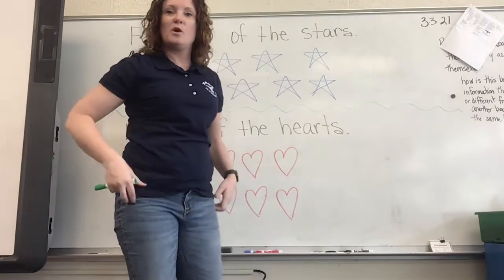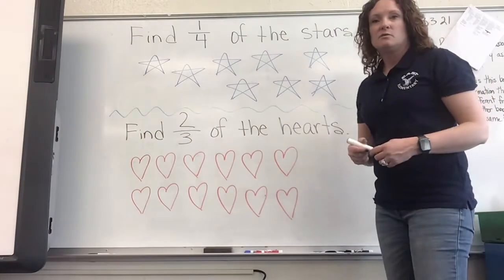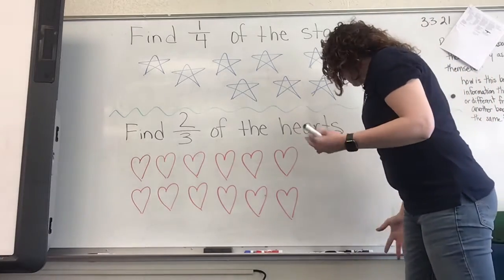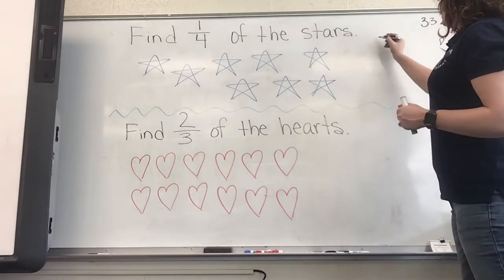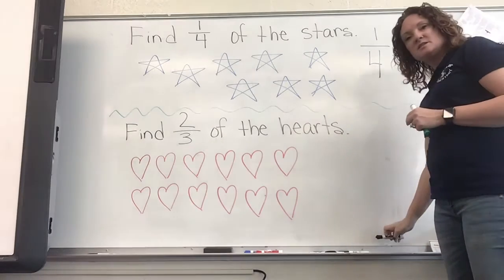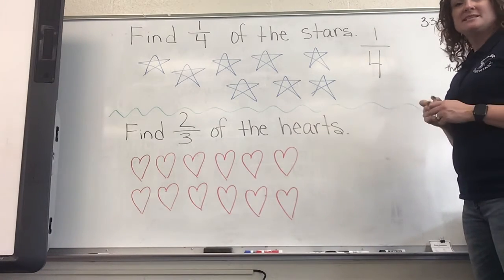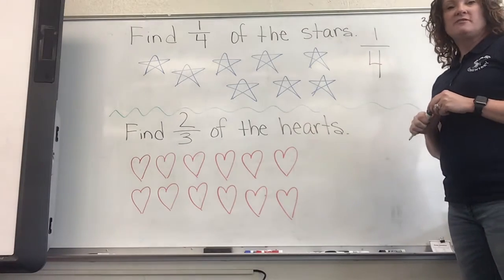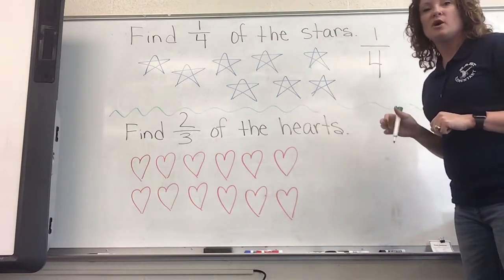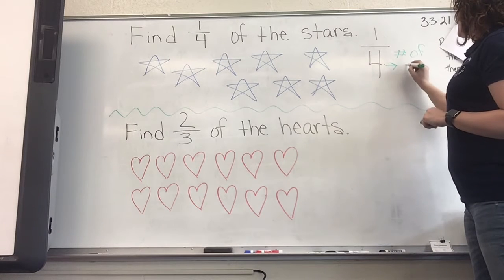Now, let's look at this first one. Find 1/4 of the stars. We're looking at our fraction. The fraction that we're trying to find is 1/4. So 1/4 is our target number. Now, there's something special about these fractions that you should know. The denominator, that's how many groups you need to divide your objects into equally. So I need to take these stars and put them into 4 equal groups. So this is my number of groups.